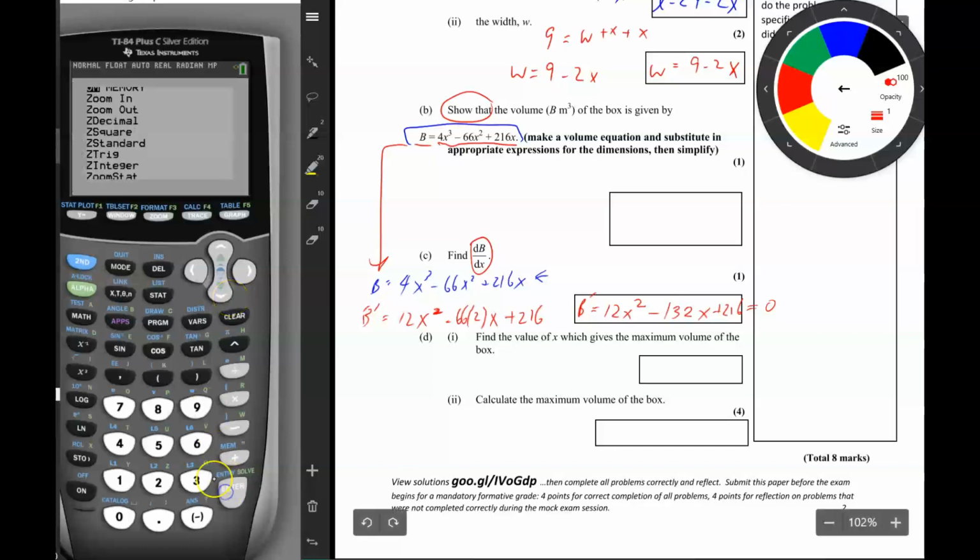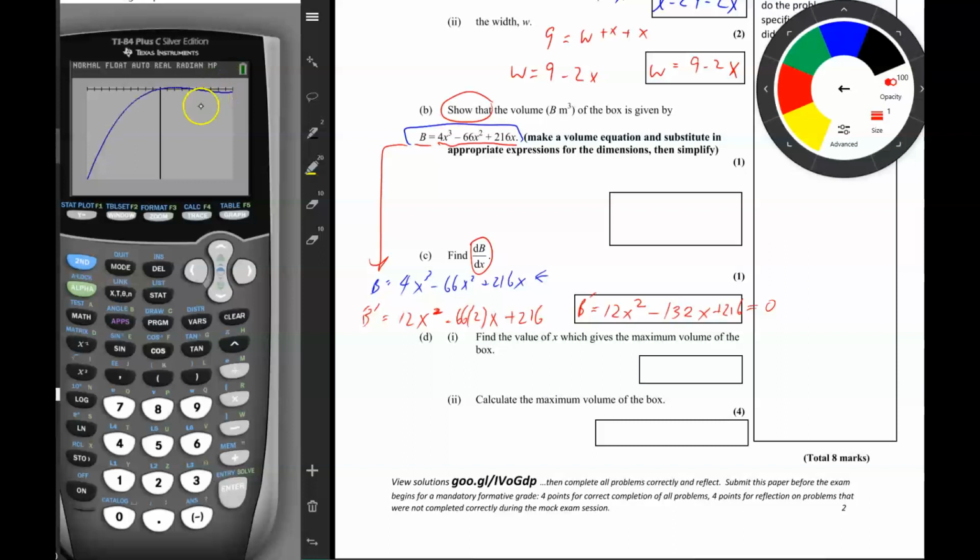There we go. It shows all this negative area, which we don't care about, right? We don't care about negatives when we're doing a problem about volume, right? So let's adjust the window a little bit. Look at this. The y min value is negative 12,000. I don't think we need negative 12,000. Let's make it like negative 1 instead. Okay. Now let's graph it again.